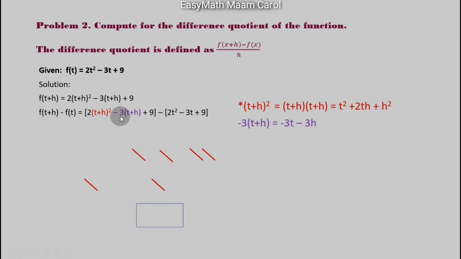And then, for this purple one, what's going to happen is, if you distribute negative 3 with (t plus h), negative 3 times t is negative 3t, and then negative 3 multiplied to h, you have negative 3h. Okay, so we just distributed it there.